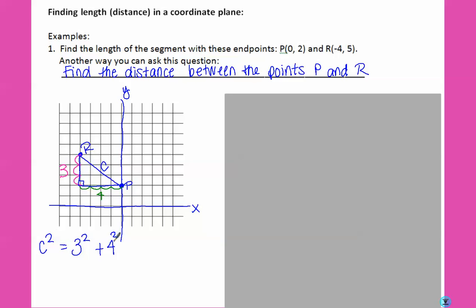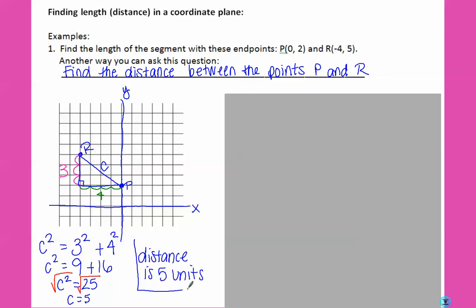So let's simplify and solve. C squared would have to equal 3 squared is 9 plus 4 squared, which is 16. 9 and 16 is 25. And remember to undo our squared, we're going to square root both sides. So we get that C is 5, or the distance is 5 units.